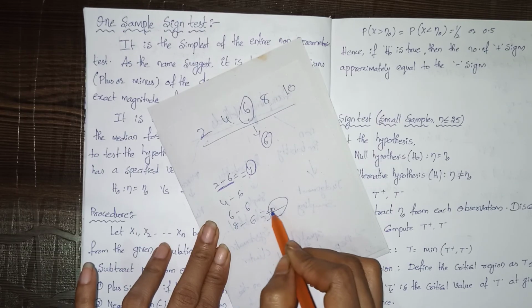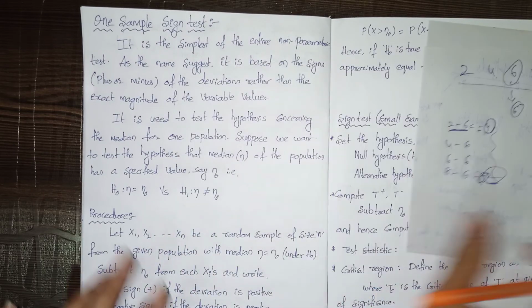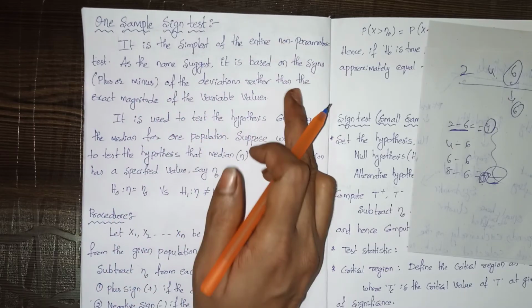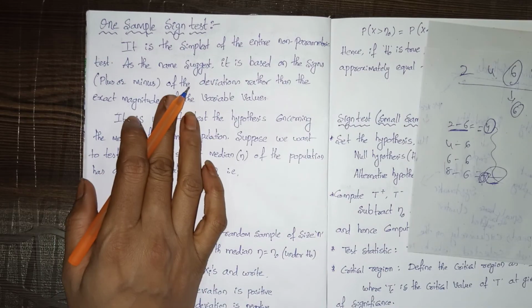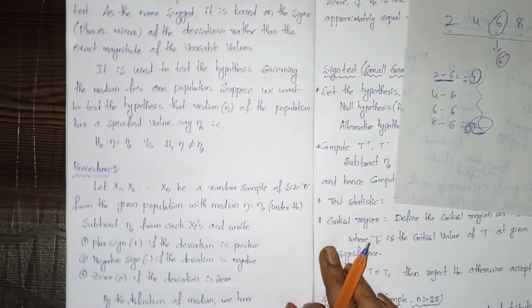That is plus 2, which means we want only the plus sign. No need of this 2, no need of these numeric values. We want only the plus or minus signs. We don't want the magnitude. Magnitude in the sense of what? Numerical value. We don't want all those things. So in the sign test, we concentrate only on the signs.